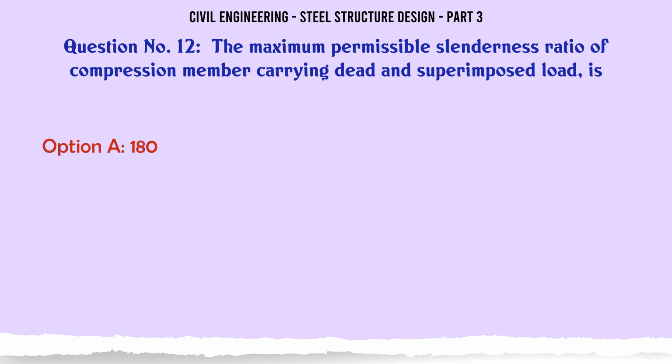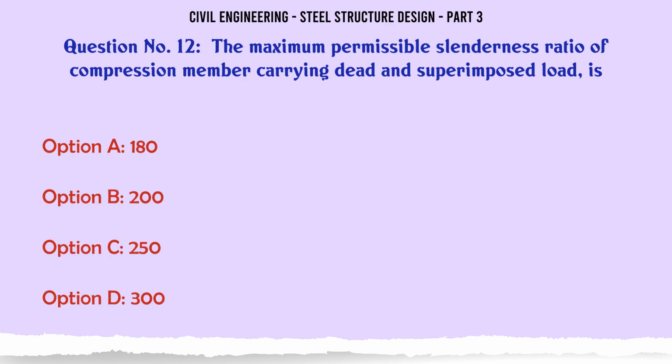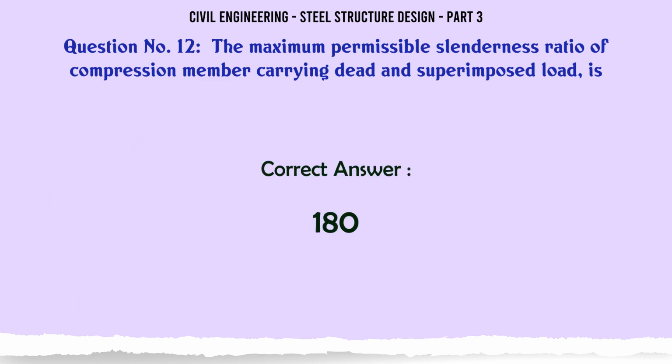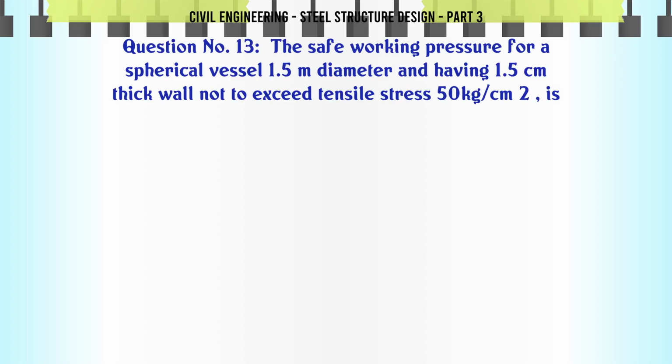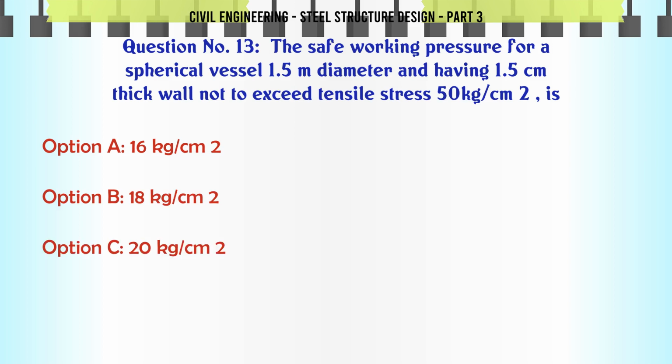The maximum permissible slenderness ratio of a compression member carrying dead and superimposed load is: A, 180; B, 200; C, 250; D, 300. The correct answer is 180.